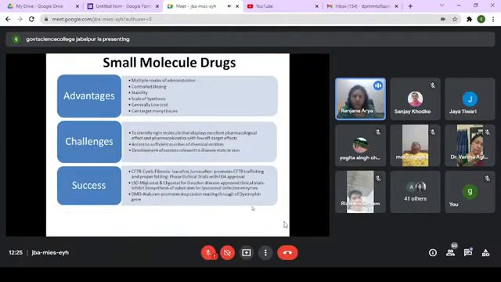The small molecule drugs, as I said, are a favorite for most scientists because you can give them by multiple routes of administration. You can give them orally, intravenously, intramuscularly, whatever way you are interested in.